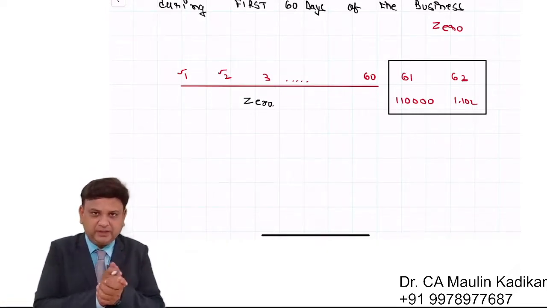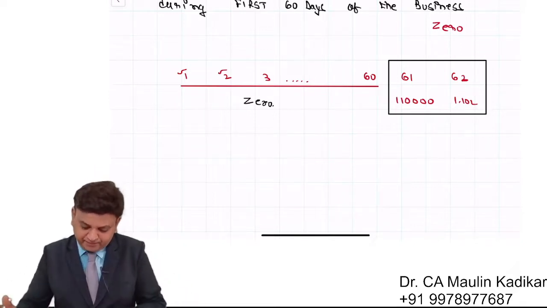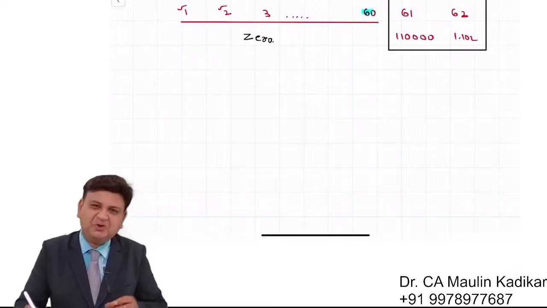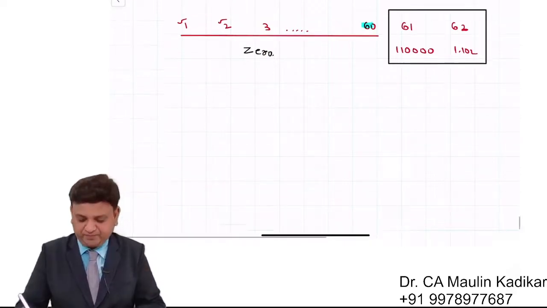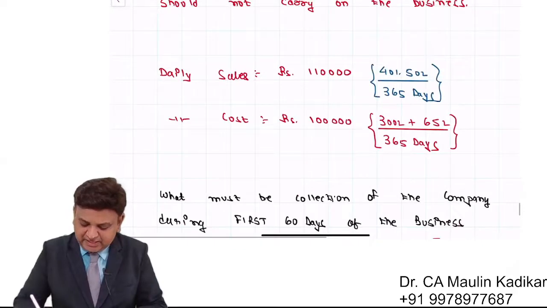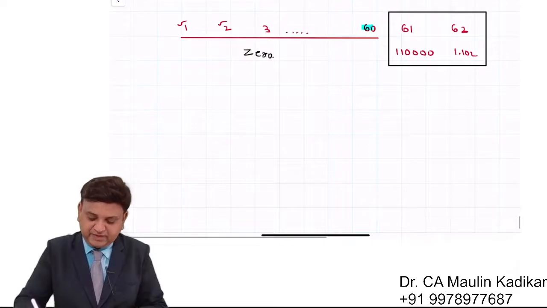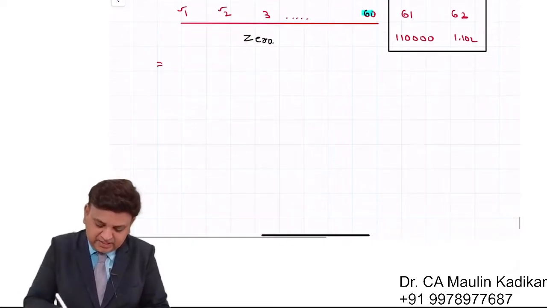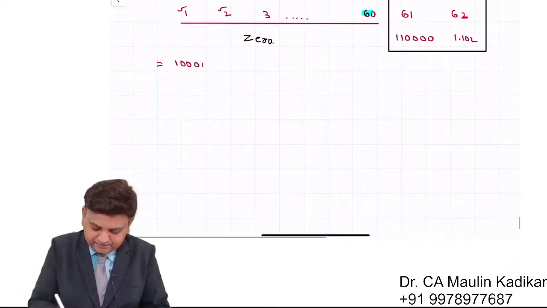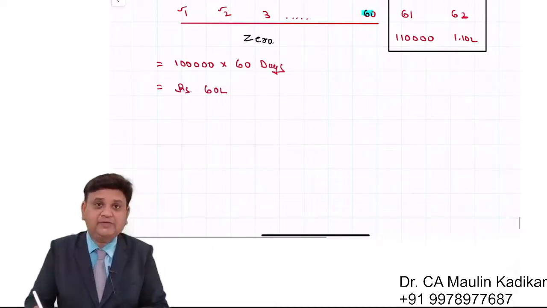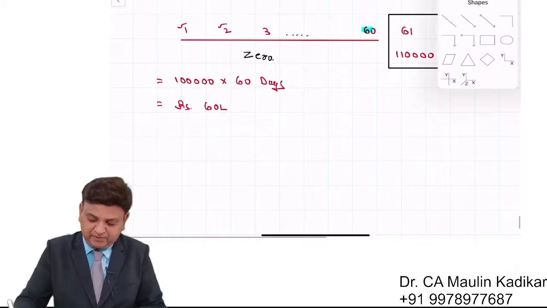Now coming back to the point, listen carefully. During the first 60 days of the business, there is not a single rupee of collection. However, the daily cost is an amount of 1 lakh. So daily cost is 1 lakh multiplied by 60 days. So there is a cost of 60 lakhs that we would have incurred during this time period.